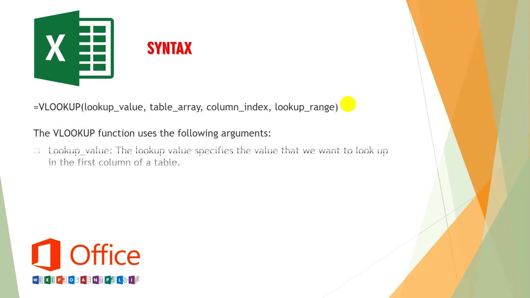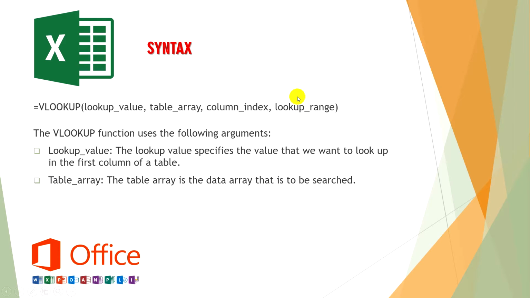Let's see this. The first argument, like I told you before, is a required argument. You have to put it. That's called lookup value. The lookup value specifies the value that we want to look up in the first column of a table. The second argument is table array. The table array is the data array that is to be searched. This is supposed to be all the information you are looking for in the table.